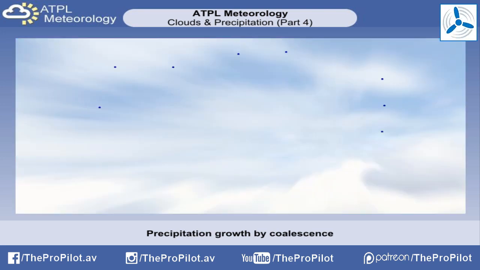Within a cloud, droplets collide fairly frequently, especially when they have different fall speeds and when there is turbulent motion. Occasionally, these collisions cause droplets to join and form a larger droplet. These will eventually fall under their increased weight. This process is called coalescence.